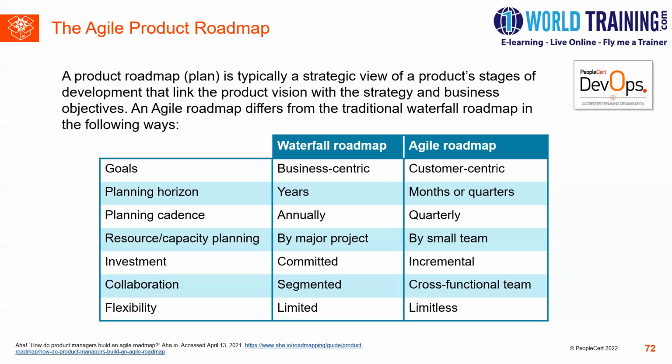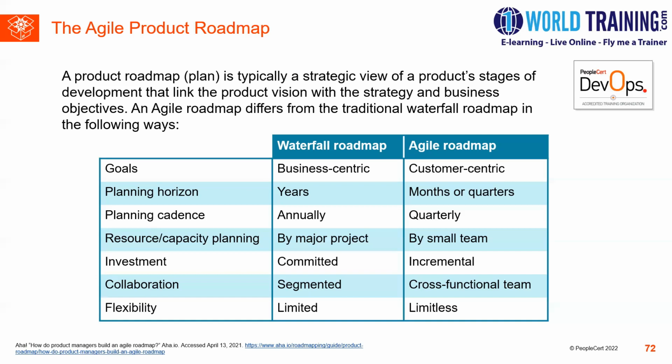From the flexibility perspective, there is limited flexibility in the waterfall model, but in the Agile roadmap there is, I'll say, limitless flexibility, because the cross-functional team can be dismantled once the initiative is over. There are a limited number of people, and it is at the prerogative of the product owner, once they feel that the product or the iteration has been delivered successfully, to flexibly reallocate the team to other tasks. So there is a wider set of flexibility.